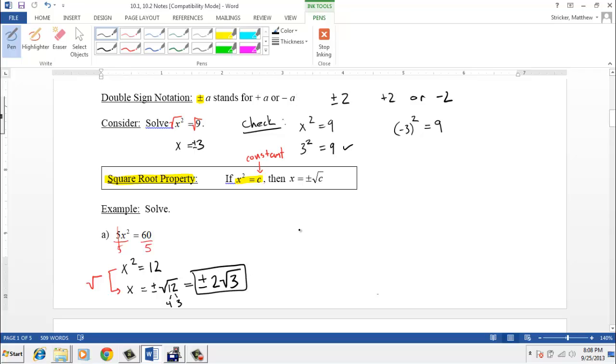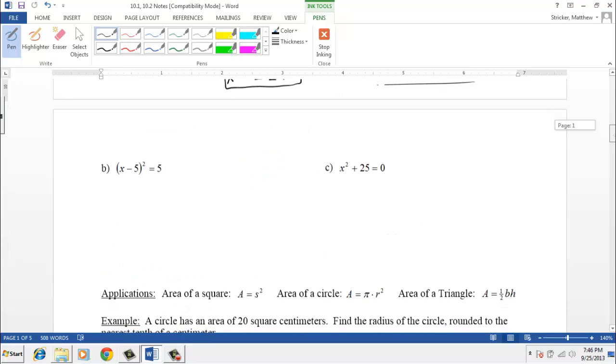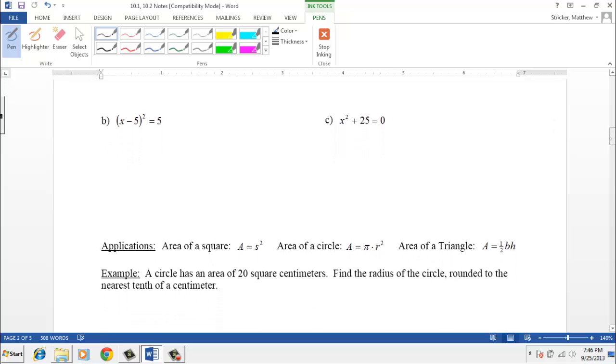However, a lot of times in my math lab, they're going to want you to write it in the set notation. It's the negative 2 root 3 and the positive 2 root 3. On a test, I would be happy with either answer. This is more compact, which is why we get used to using the double sign notation, but you could write it in either way. Let's take a look at a couple different ones.